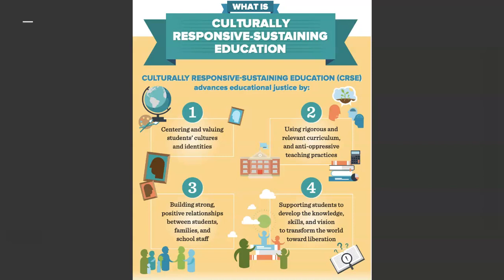So I loved this image, so that's why I dedicated the whole slide to it. So what is culturally responsive sustaining education? It is centering and valuing students' cultures and identities, using rigorous and relevant curriculum and anti-oppressive teaching practices, building strong positive relationships between students, families, and school staff, and then supporting students to develop the knowledge, skills, and vision to transform the world towards liberation and inclusion, right?